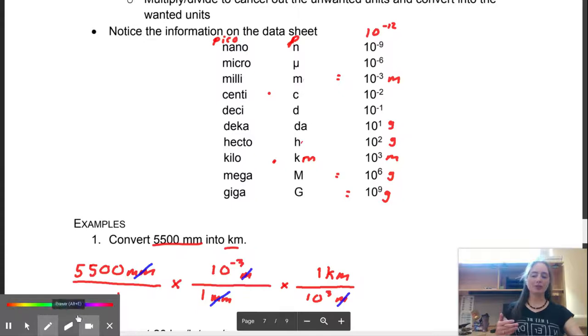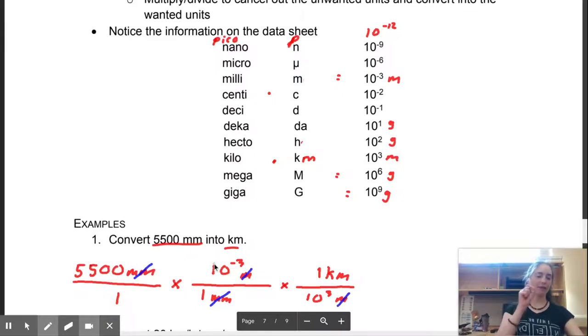Now what we do to solve this is you are going to multiply everything that's on the top together. So 5,500 times 10 to the power of negative 3. Enter. Then you're going to divide by the product of everything on the bottom. 1 times 10 to the 3. So 1,000. So you're going to divide, and 1 times 1,000 is 1,000. So you take this guy, so 5.50 times 10 to the power of negative 3, enter, divide by 1,000, enter. Then that's going to give you your answer. So, ladies and gentlemen, when you get this in your calculator, you get 0.005500 kilometers.